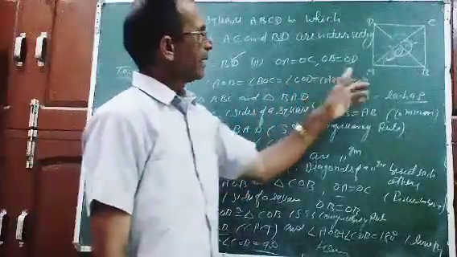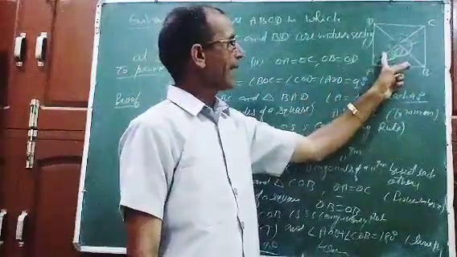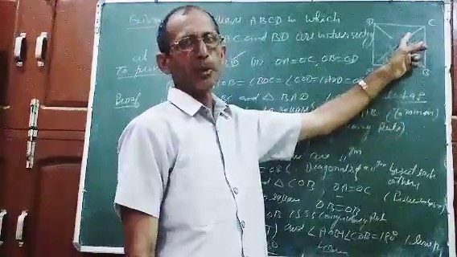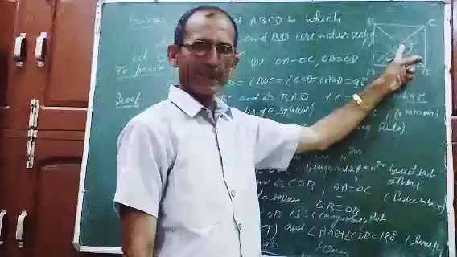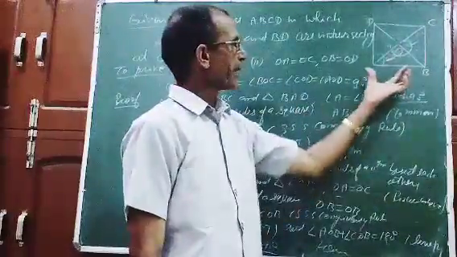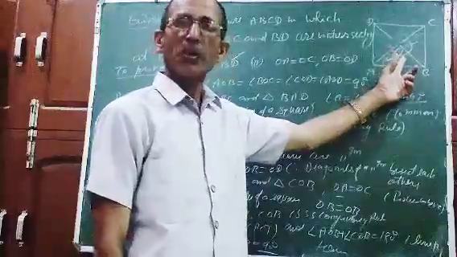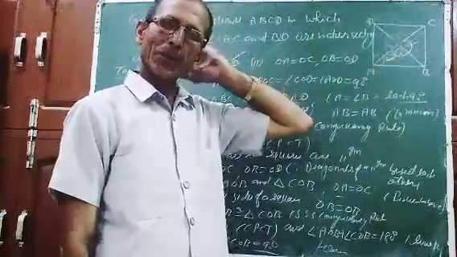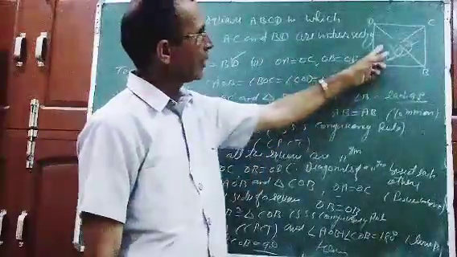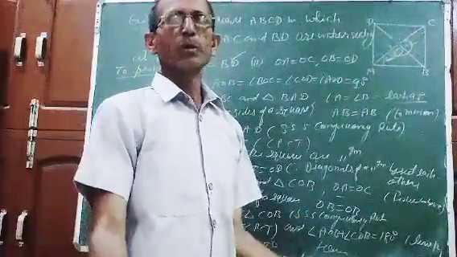Now the third. I am taking triangle AOB and triangle COB. In both the triangles OA is equal to OC, which I just proved, because the diagonals of a square bisect each other. Now OB is equal to OB, the common side included in both, and AB is equal to BC, sides of a square. So both the triangles are congruent. Therefore angle AOB is equal to angle COB, both will be equal.